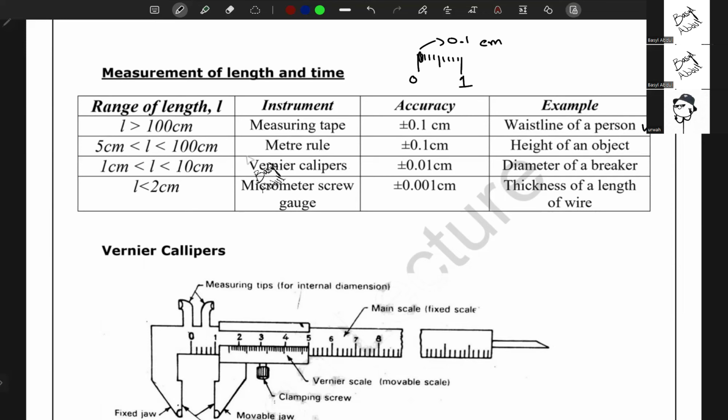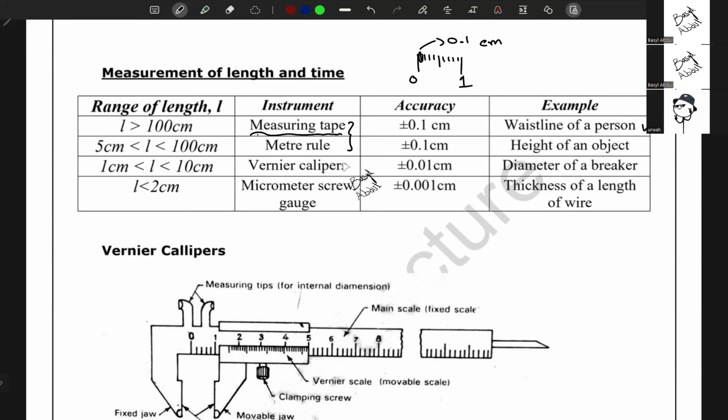Then we have a meter rule. Any range of length that lies from 5 centimeters to 100 centimeters, you can use a meter rule. And the accuracy of a meter rule as well is 0.1 centimeters. They're more or less the same thing. The tape is a bit more flexible, while a meter rule is a fixed instrument. We can use a meter rule to measure the height of any object.